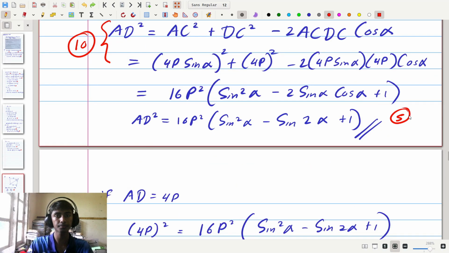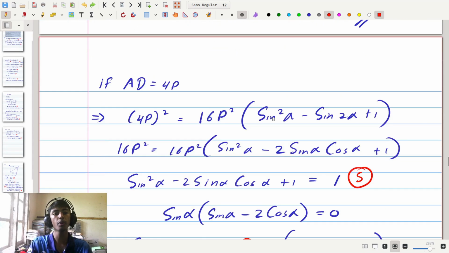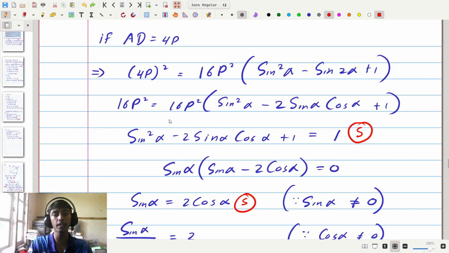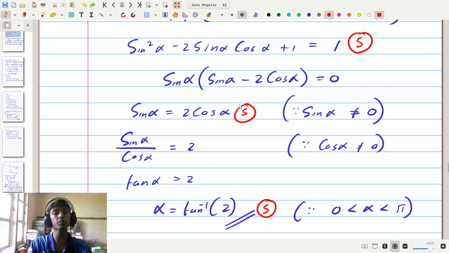and then when you simplify it down to the answer that you need, you get another 5 marks. Now after this, when you substitute in AD equals 4p and you get the expression sine squared alpha minus 2 sine alpha cosine alpha plus 1 equals 1, you get another 5 marks. And then when you simplify that to sine alpha equals 2 cosine alpha, since sine alpha is not equal to 0, you get another 5 marks.